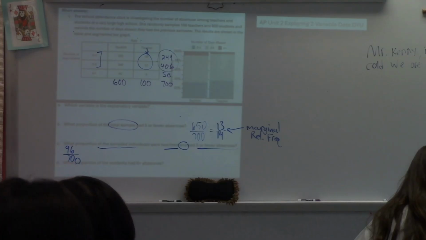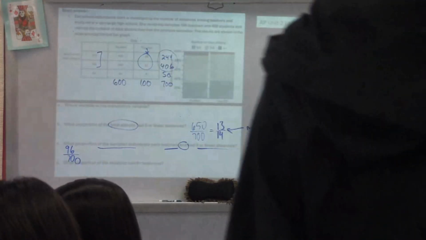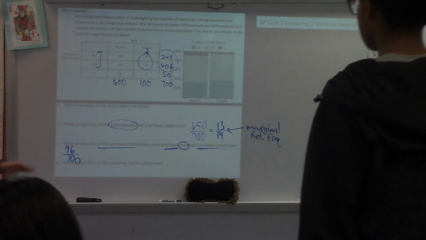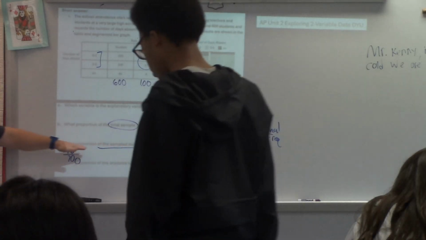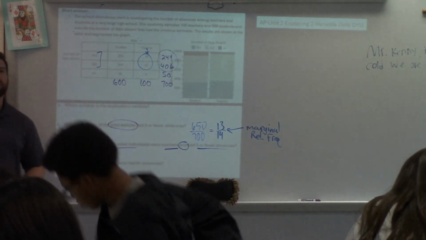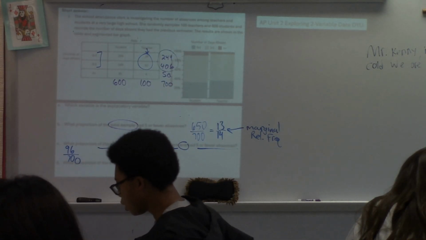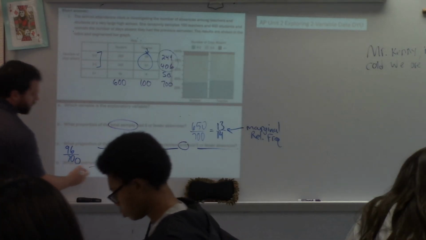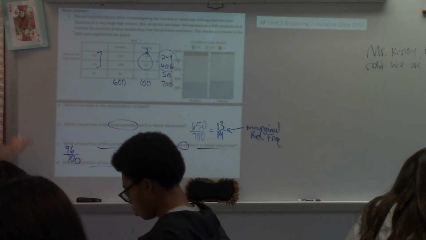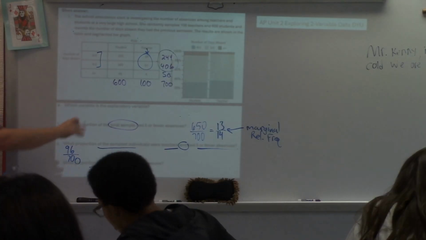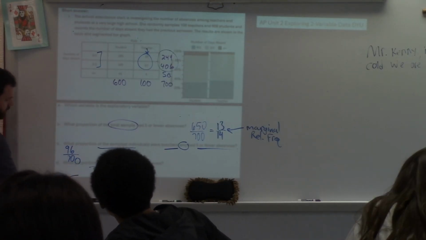D, what proportion of the students had 6 plus absences? Notice, am I looking at all individuals again? No, I'm only looking at the students. So I'm not looking at all 700 anymore. I'm only looking at how many?